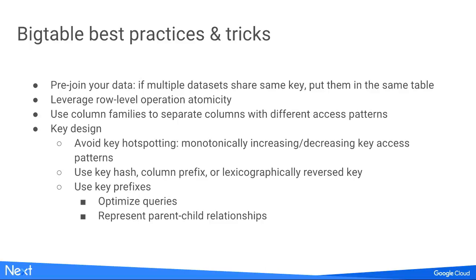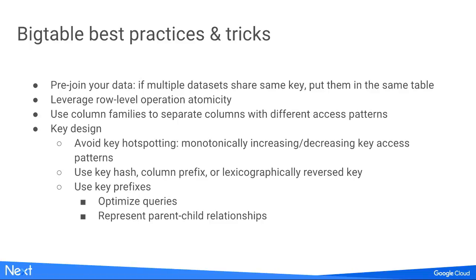So just a few best practices and tricks about Bigtable. First, pre-join your data. If you have many data sets that share the same key, it's best to put them in the same table, and then you can scan and access this data together. You can also leverage atomicity, the transaction support at row level that Bigtable has. And column families allow you to separate the load with different access patterns.